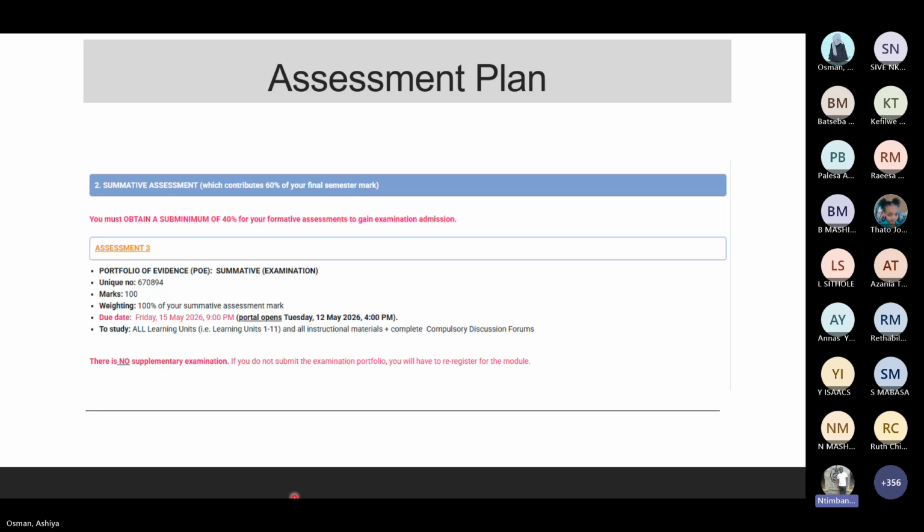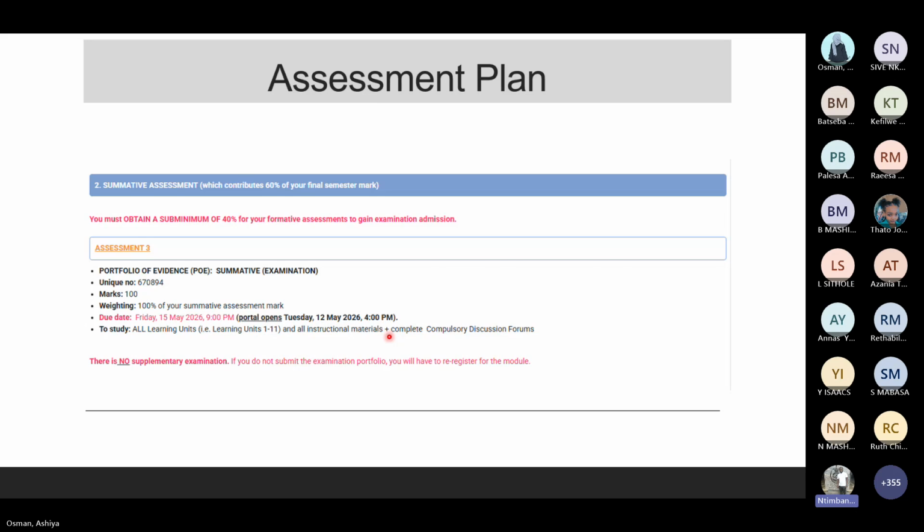And then moving forward, your summative assessment, which is like your exam, which contributes 60% of your final semester mark. So this is assessment 3. You won't write an exam like sitting down writing an exam, but you will do a portfolio of evidence that has various questions that you need to respond to as per the instructions for this portfolio. So it will be out of 100 marks.